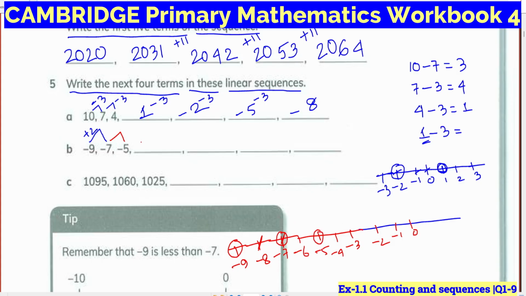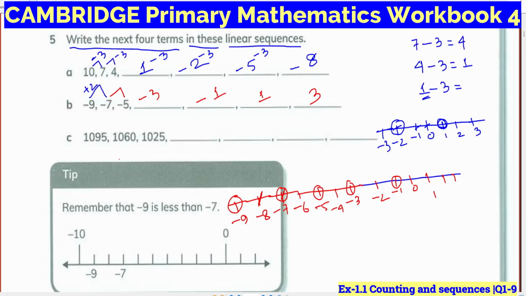Okay. Add 2 should be minus 3. Here minus 2. It means minus 1. And minus 2, 0 and 1. Here should be 1. Right? Very simple. And next, 1 plus 2. It means here is 3. Very simple. Next one is very interesting.